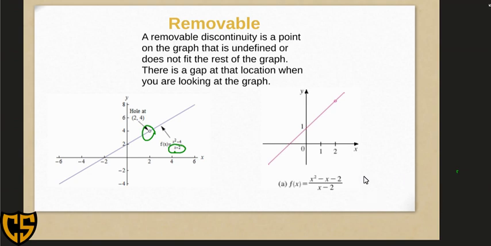Same also with this one. It is discontinuous, or indeterminate, if your value is positive 2. So we leave it as a hole. So that is the removable discontinuity based on the graph.